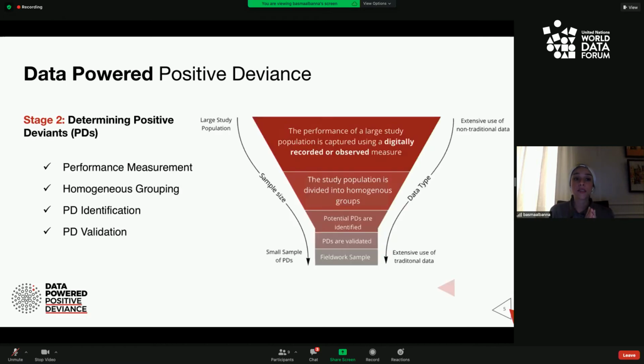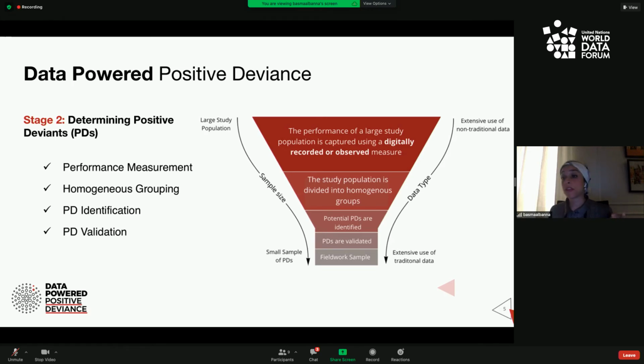The second stage is determining the positive deviants. Here we start to look for those positive deviants. And I'm going to use this funnel diagram to explain the beauty of this method, where it starts with digital, non-traditional data, a digital, readily available, accessible data that can cover the outcomes of an entire population. And here we're looking at proxies of direct measures.